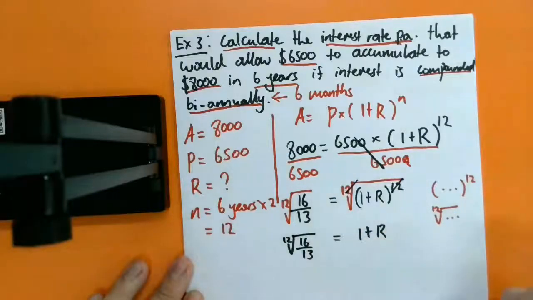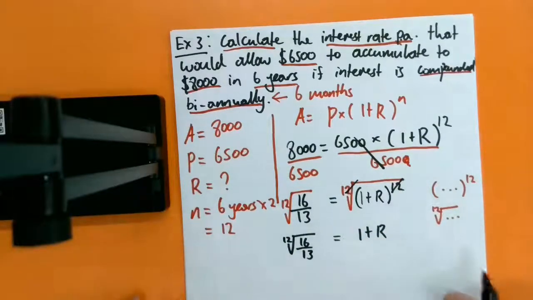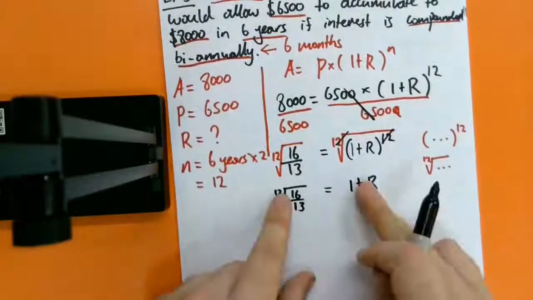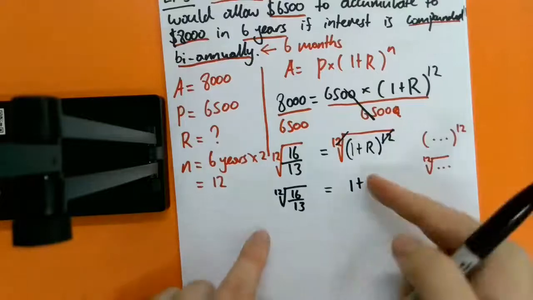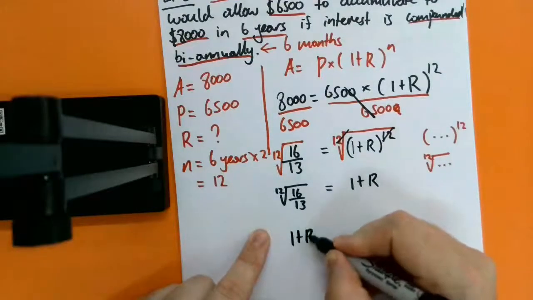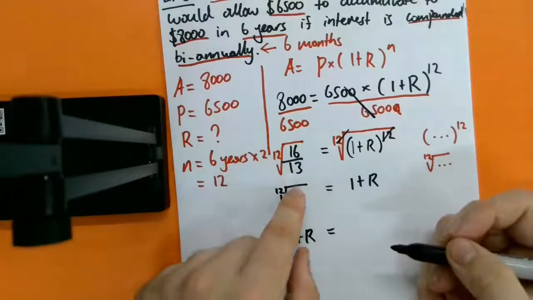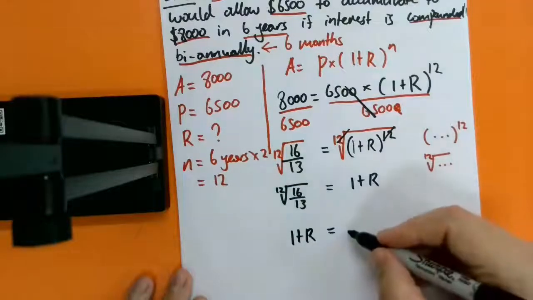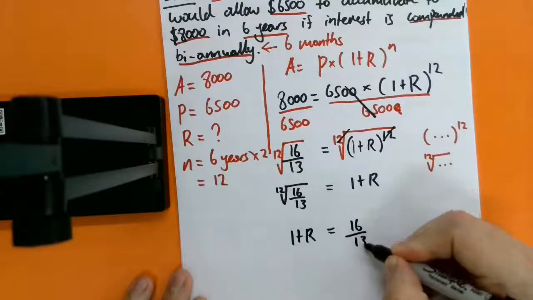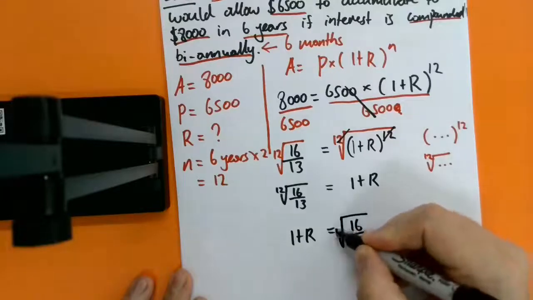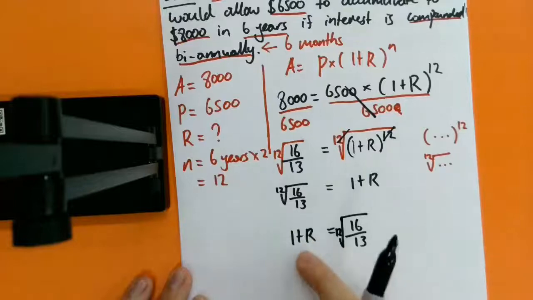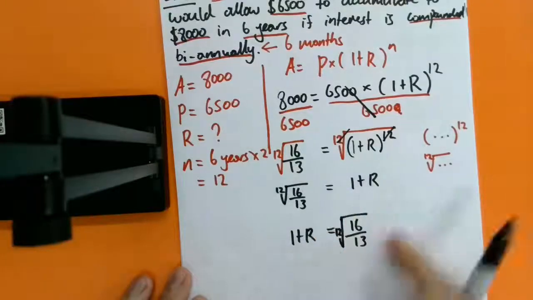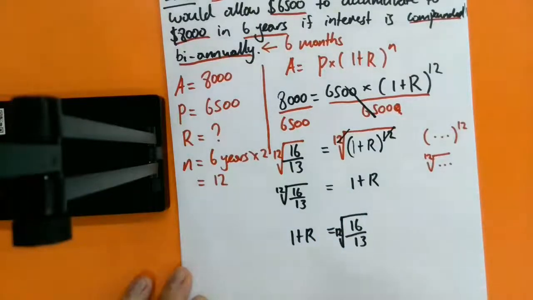over 13. Okay? Now what I'm going to do, just to make this a little bit easier while I'm solving this, I'm going to switch the sides of the equation, just like what I have before. So I'm going to write the 1 plus r on the left-hand side is equal to the 12th root of 16 over 13 on the right-hand side. Okay, the 12th root. Now, we're nearly there. We've nearly got the r by itself. You'll notice I haven't simplified this root here. And it's just to make it easier in the final step, I just do everything in one go.